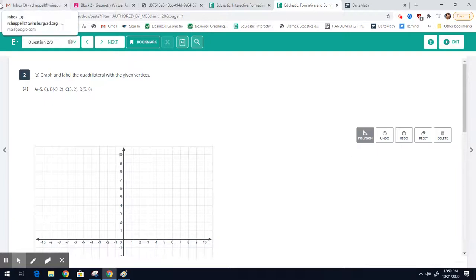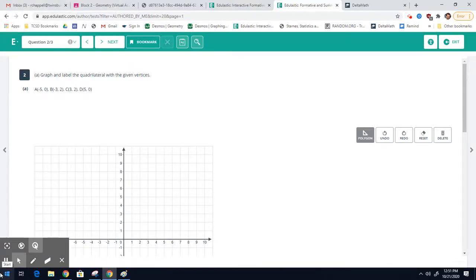All right, geometry. So our second example of these coordinate quadrilateral problems. I have a quadrilateral with these four vertices. I need to graph that picture. So let's go ahead and do it.